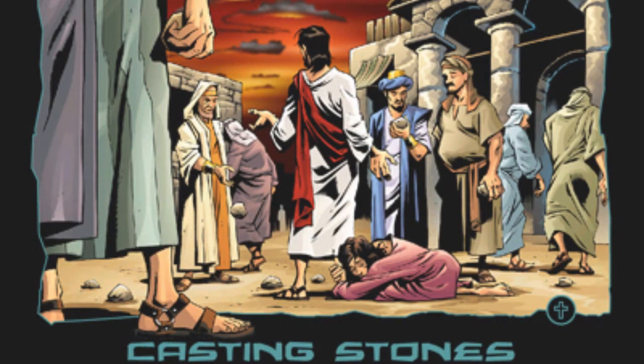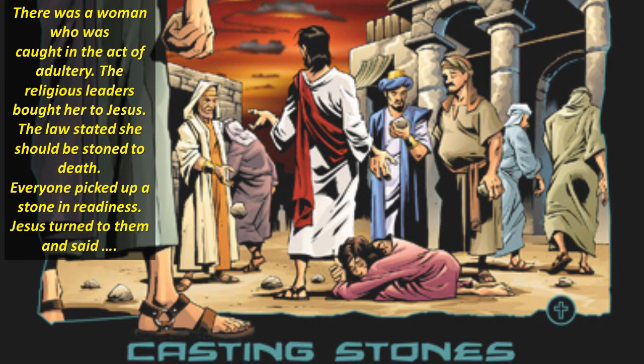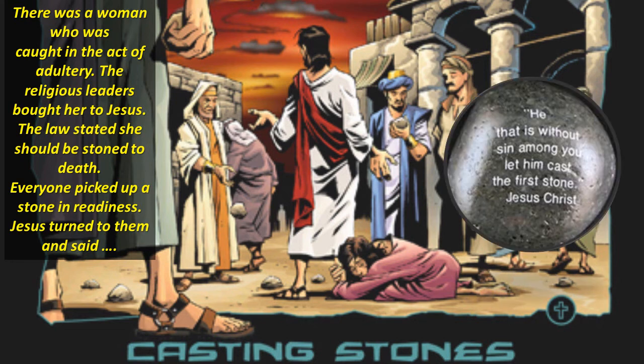What about Jesus and women? There's a story in the Bible that talks about a woman who was caught in adultery. The religious leaders brought her to Jesus, and the law stated, Jewish law, that she should be stoned to death. And all around in this particular story, everyone had picked up stones in readiness to stone her to death. And then Jesus said something to them. He said this: "He that is without sin, let him cast the first stone." And of course what happened is all the stones fell to the ground. They fell to the ground because everyone was acutely aware that they were far from perfect.